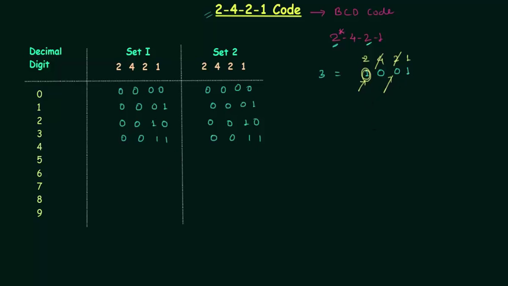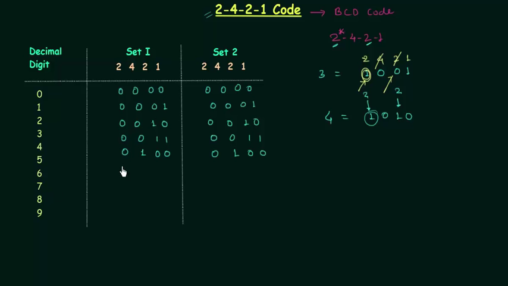Now we will represent 4, 0, 1, 0, 0. Again, you can represent 4 like this, 1, 0, 1, 0. Weight of this position is 2. Weight of this position is also 2. So 2 plus 2 is 4. But again, for the same reason, I will not select the bit with higher significance. Now we will move to 5.